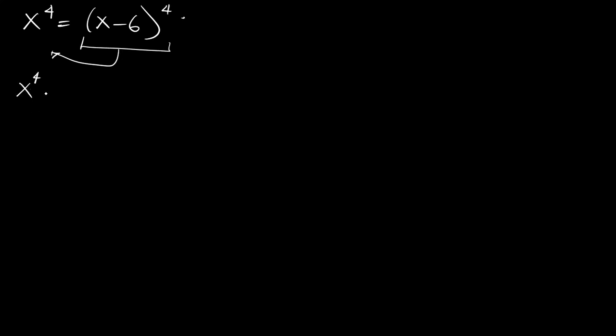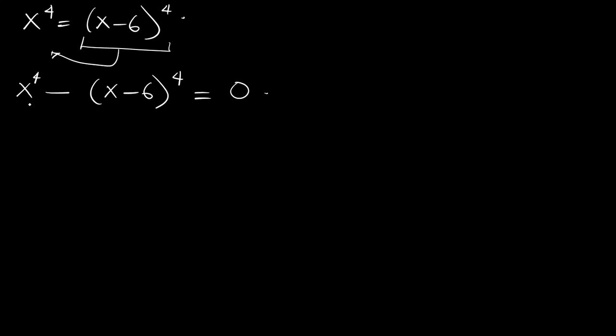Now we are given x to the power 4 equal to (x minus 6) raised to power 4. Now we're going to move this whole expression to the other side. You now have x to the power 4 minus (x minus 6) to the power 4 equal to 0.